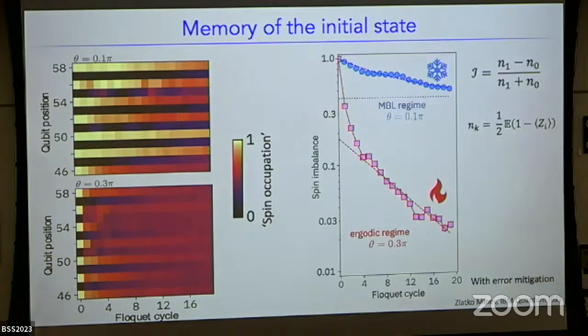To make that more quantitative, you can now take the two regimes and you can define something called the spin imbalance, basically the charge imbalance. You can say how many of the spins remained up versus down. Ideally, if no dynamics was happening, this would be always one. But as you go to deeper and deeper number of cycles in the time evolution, you'll see that in the ergodic regime, you lose the memory of the initial state very quickly. And in the other regime, the data is a little harder to see, but if you fit this, it plateaus. Yeah, question.